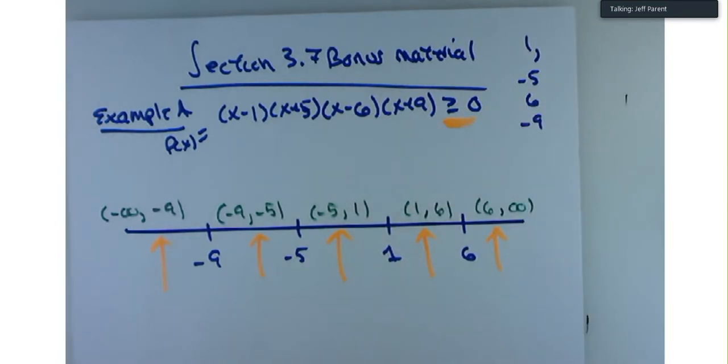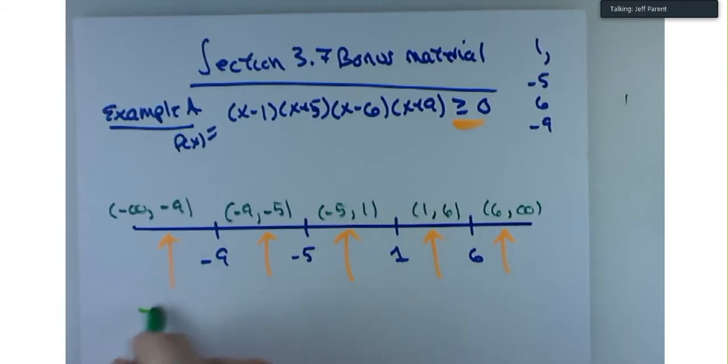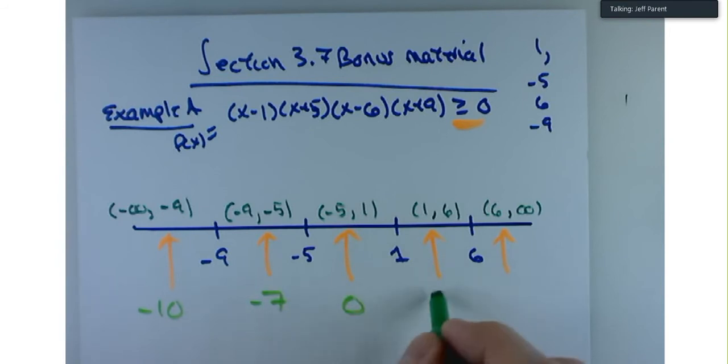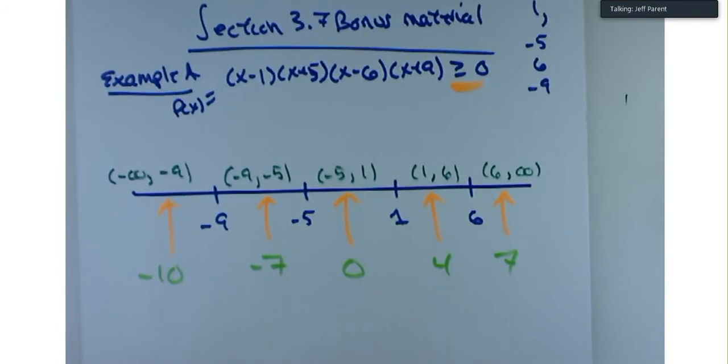So how about some test points? Any suggestions? Negative 10. Negative 7. 0. 0 is always a good one. 4. And 7. Excellent. So those are our test points. Now you can test that either in Desmos or in your graphing calculator.